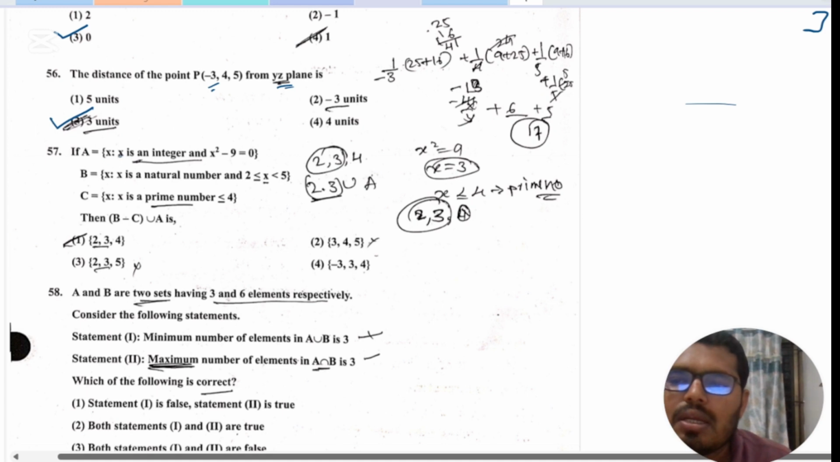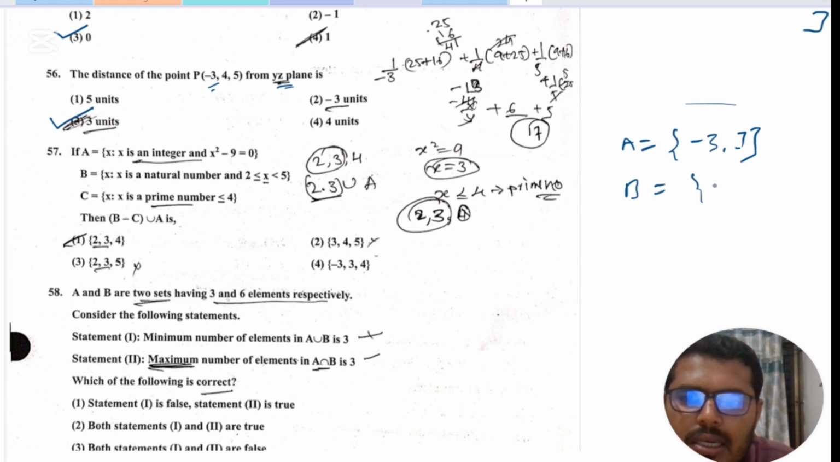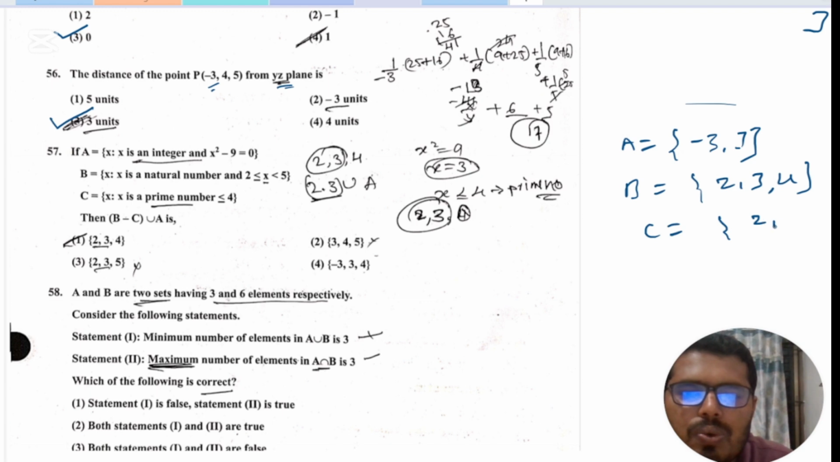Question number 57. A is a set which contains the integer x, where x square minus 9 is equal to 0. B: x is a natural number and 2 is less than or equal to x less than 5. C: x is a prime number less than or equal to 4. If you find out, A is the integers, x is an integer, so here minus 3 and plus 3. Next, what is B? B is the natural numbers in between 2 to 5: 2, 3, 4. Next, C, which are prime numbers less than 4: 2 and 3.